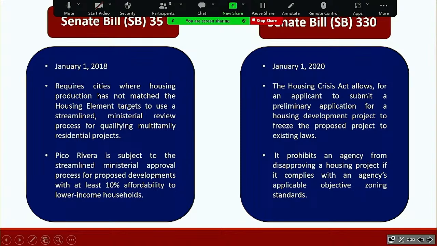approval. Senate Bill 330 went into effect on January 1st, 2020, and it provides that a qualifying housing development project is only subject to the ordinances, policies, and standards adopted and in effect when a preliminary application is submitted, which occurs at the outset of the entitlement process. In addition, it also prohibits agencies from holding more than 5 hearings or public meetings concerning the project, and prohibits adopting zoning or general plan policies that lessen the intensity of housing. So no down zoning.